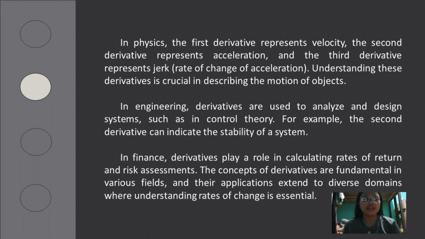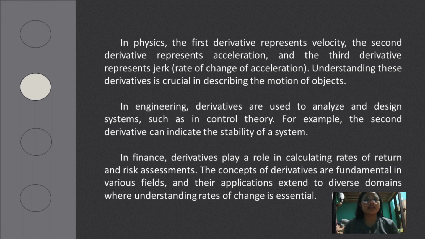In physics, the first derivative represents velocity. The second derivative represents acceleration. The third derivative represents jerk or rate of change of acceleration. Understanding these derivatives is crucial in describing the motion of objects.